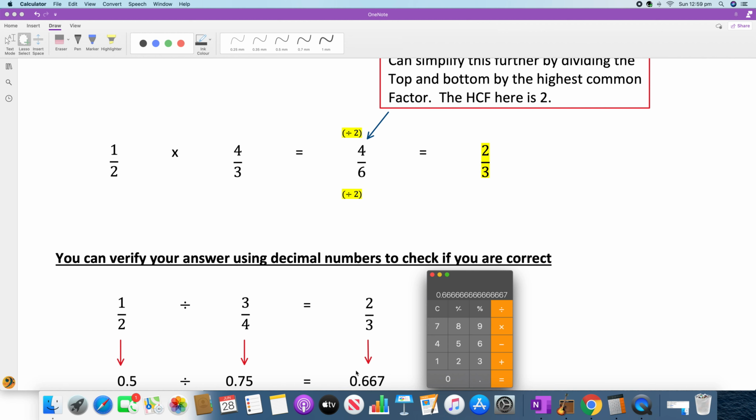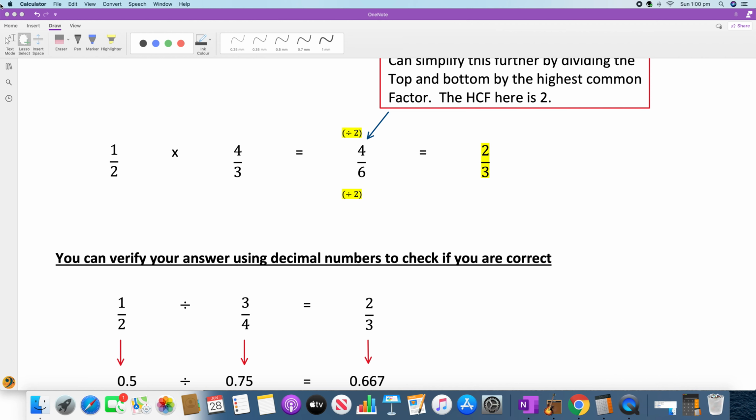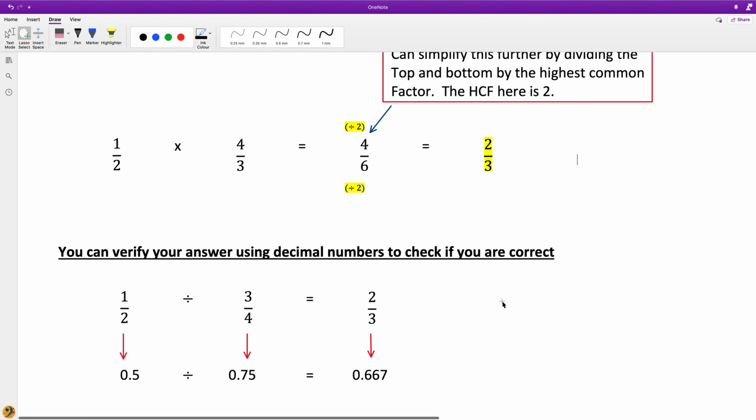We've just summarized it here as 3 decimal places, so that's 0.666 recurring. If we go and prove that is 2/3 by going 2 divided by 3, there we go. So you can prove that we did get the correct answer. 2/3 is definitely correct for this problem, and we've proved it with the calculator using decimals. Very good.